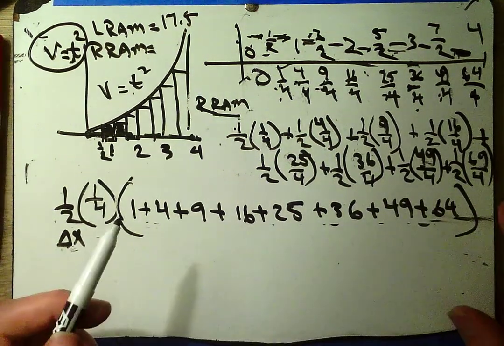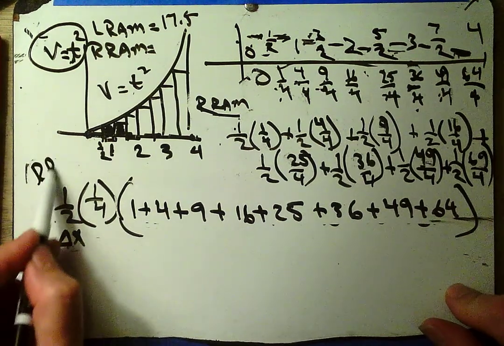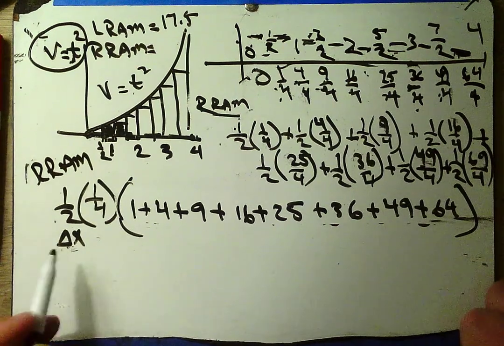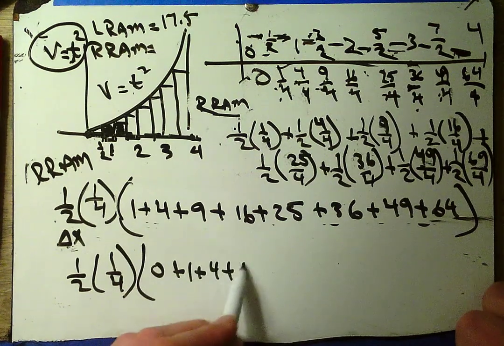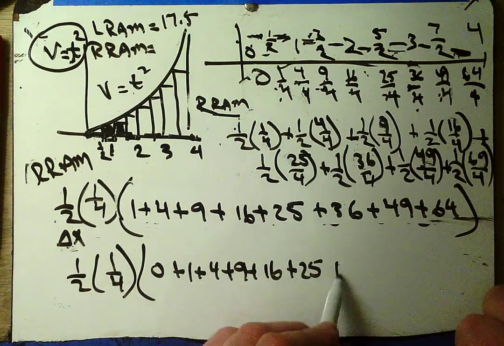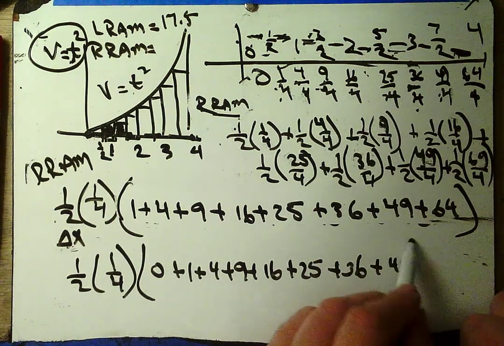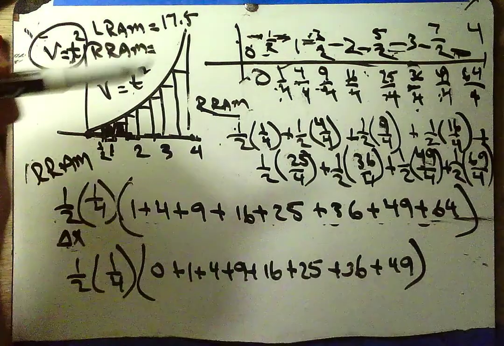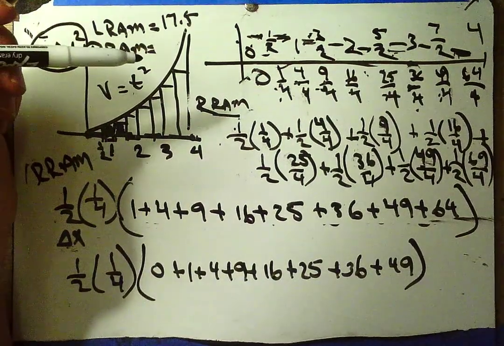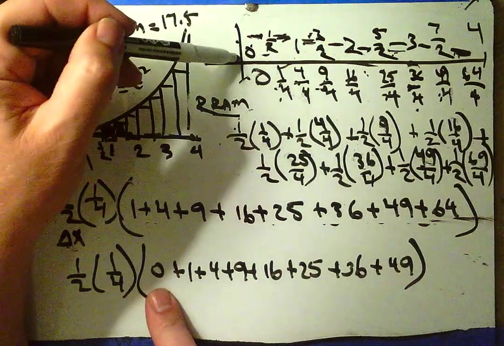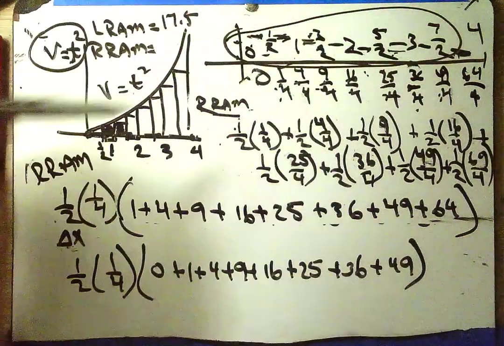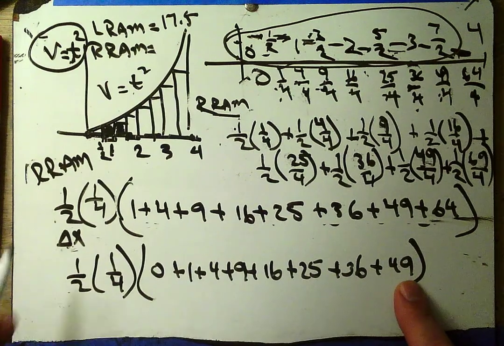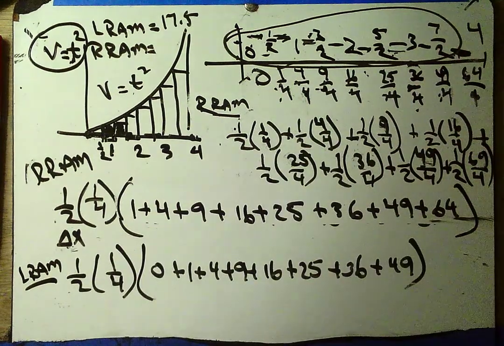Okay? Notice, what's the difference between this RRAM and the LRAM we did? The LRAM had 0 plus 1 plus 4 plus 9 plus 16 plus 25 plus 36 plus 49 as our sum. And what that means is, or what I see is, LRAM is using the y values from 0 to 3/2. See how we're stopping at that 49/4? That's our LRAM. LRAM uses all the heights except the last one.